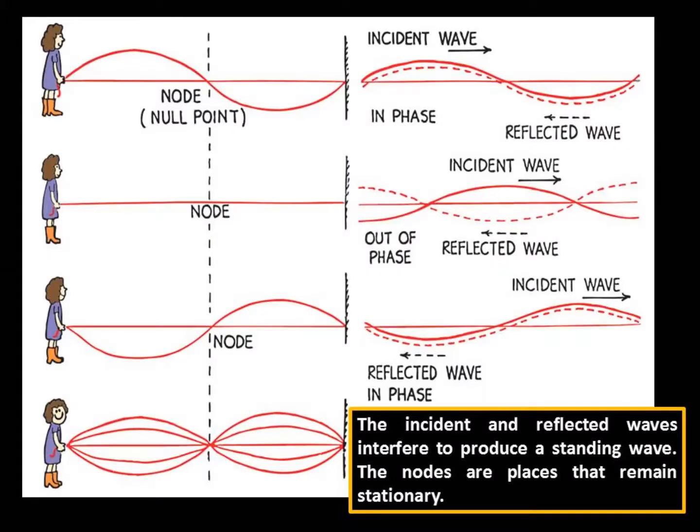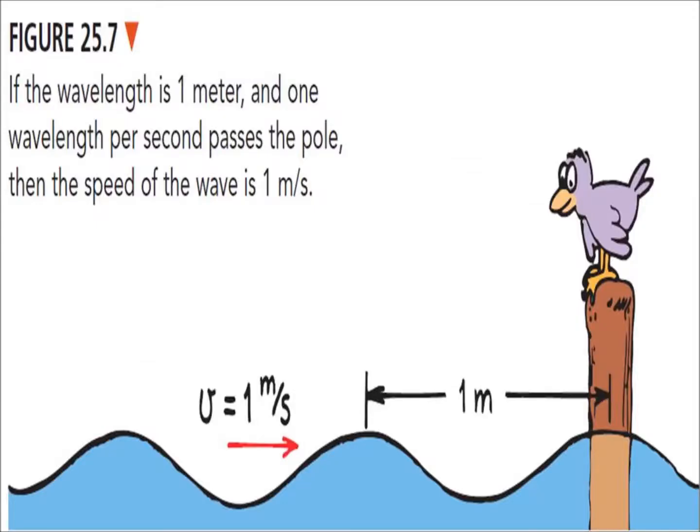It says the incident and reflected waves interfere to produce a standing wave. The nodes are places that remain stationary. You see the girl with the rope? The top wave is the incident wave, and that's going forward to the wall and then coming back again. When the waves are out of phase, they cancel and you get no wave.